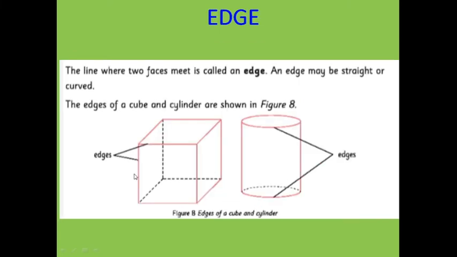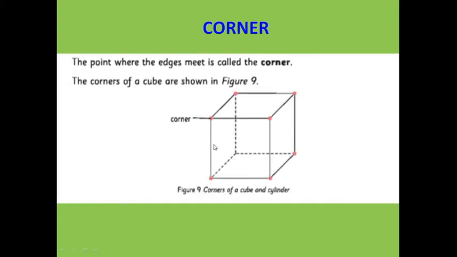What is the edge? The line where the faces meet. This is one face, and here is another face. Where those faces meet is called the edge. This is a straight edge and this is a curved edge. What is a corner? The point where the edges meet is called the corner.